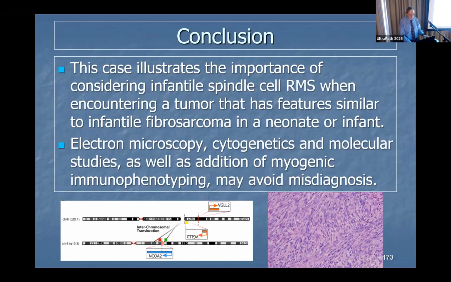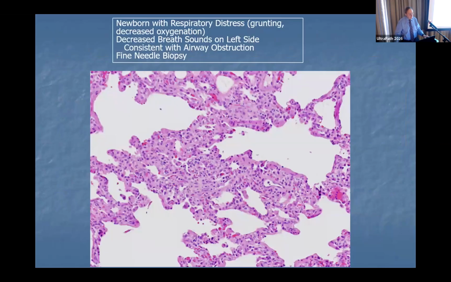And you can see that electron microscopy can really contribute quite nicely to these cases. So I'm going to show you something that Chava showed you yesterday, and I'm going to show you a variation of that. This is a newborn with respiratory distress, grunting, decreased oxygenation, decreased breath sounds on the left side, consistent with airway obstruction. And this is a fine needle biopsy that wasn't done at our institution, but someplace else. This is pretty unusual to do on a neonate.